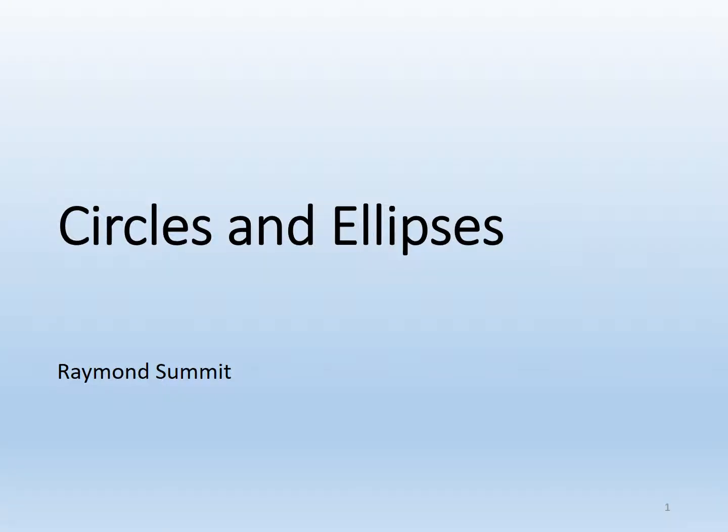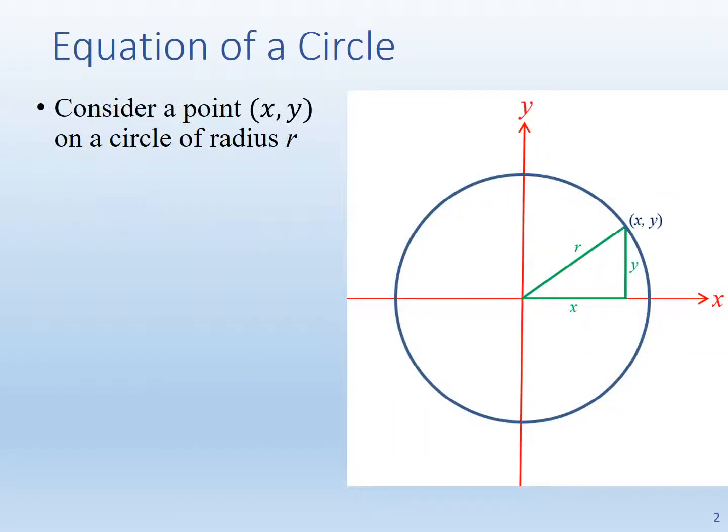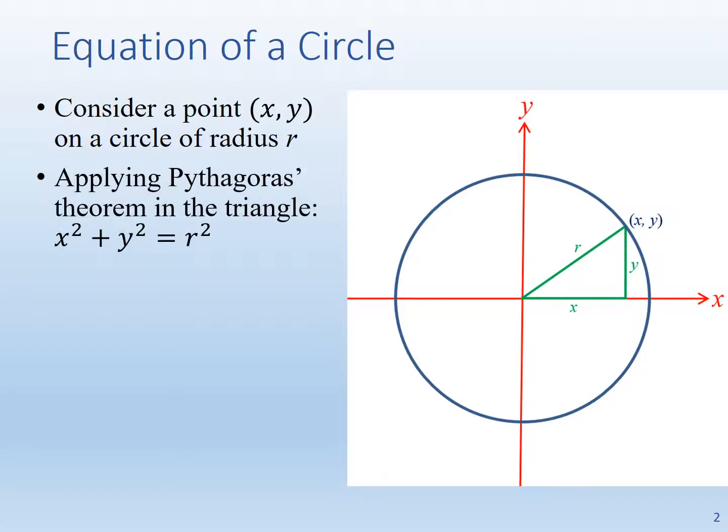Let's have a look at the equations of circles and ellipses. We have a circle with a point (x, y) on the circumference. That means the length at the bottom of this right triangle here is x, the side length there is y, and the radius, the hypotenuse, is r. So we can apply Pythagoras' theorem to get the equation of that circle.